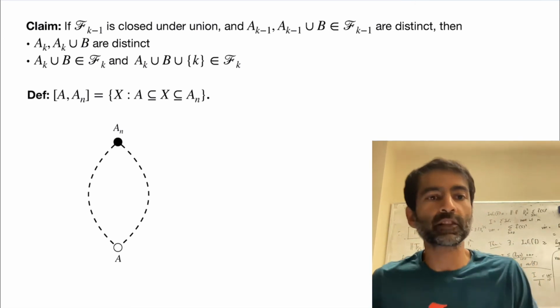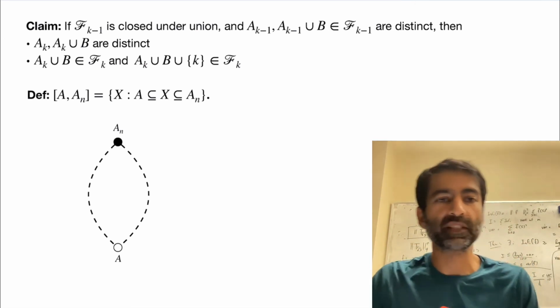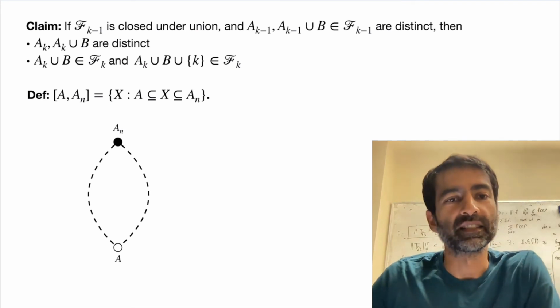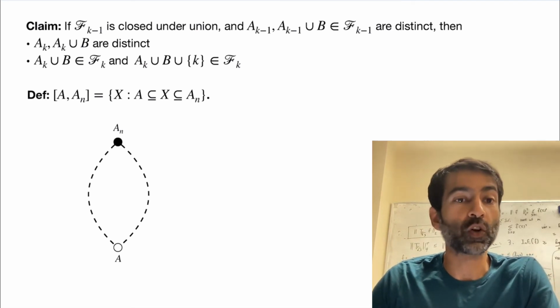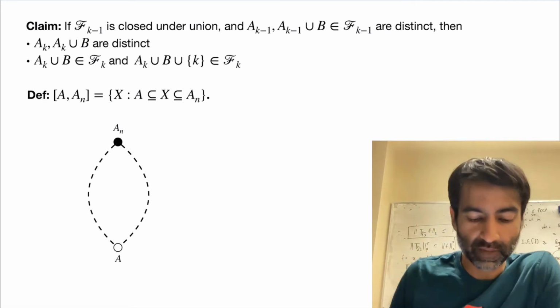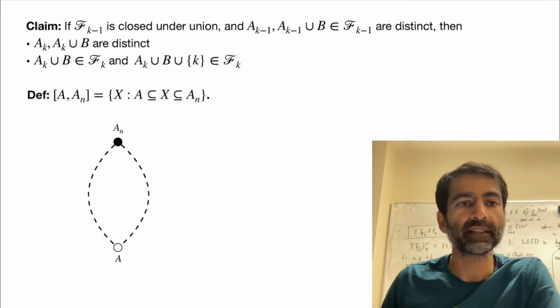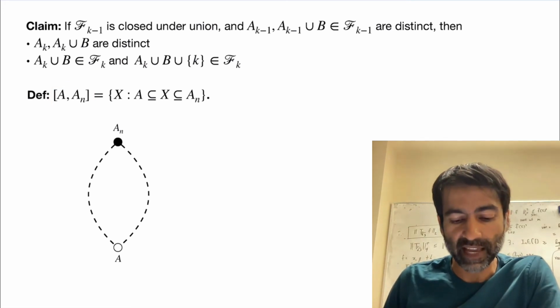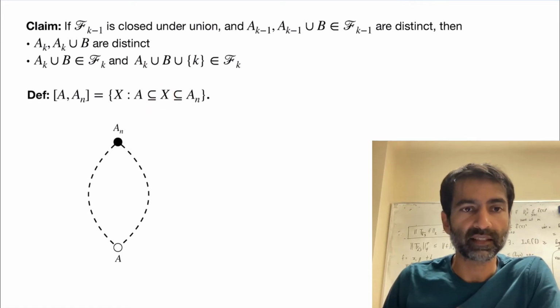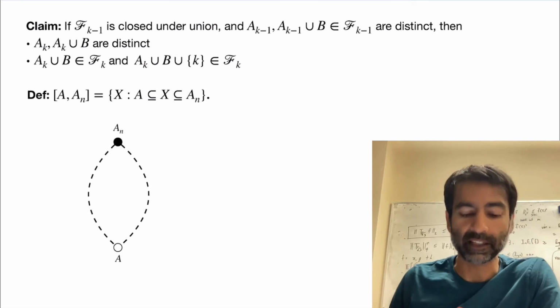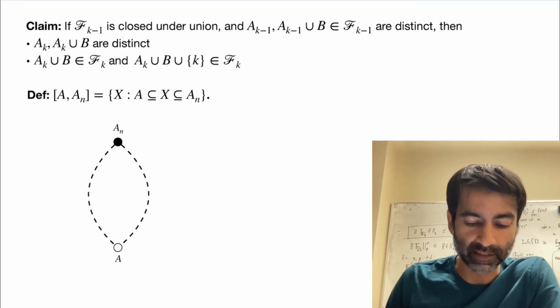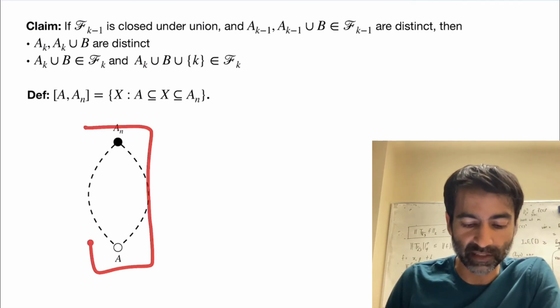And then there's a final consequence, which is about a structure called an interval. So given a set A now, I can define the interval A to A_n, and this is a collection of sets X that lie in between A and A_n. Sets X that lie in between A and A_n. And I'll denote that collection of sets by this diagram.